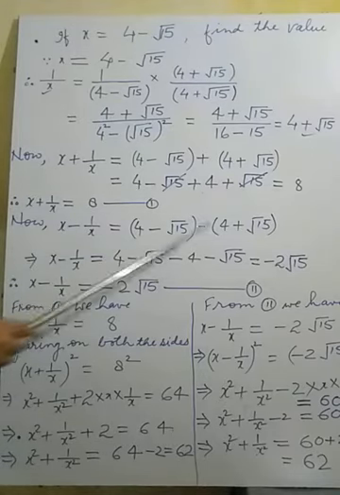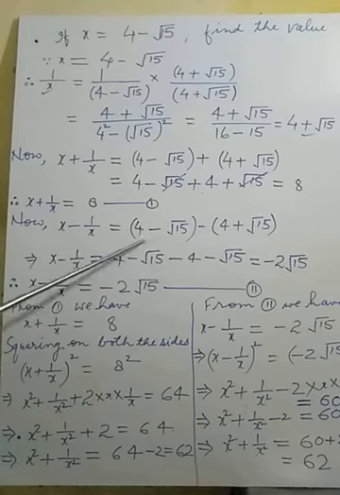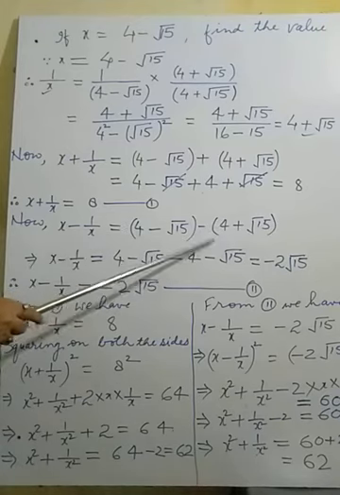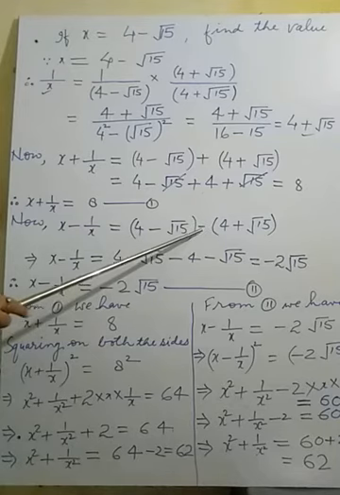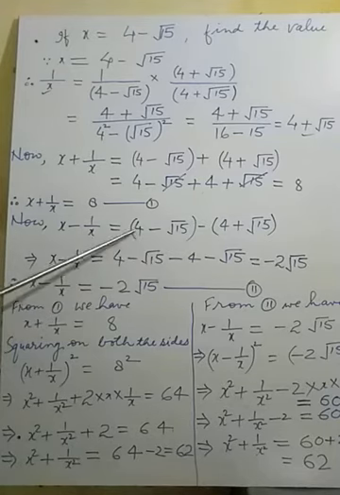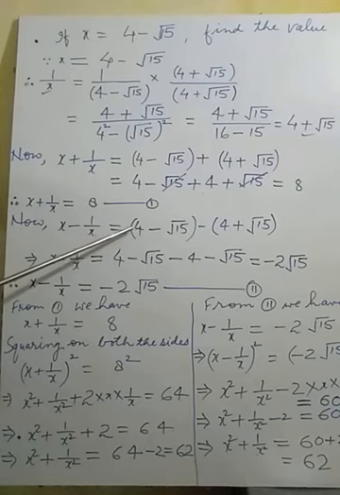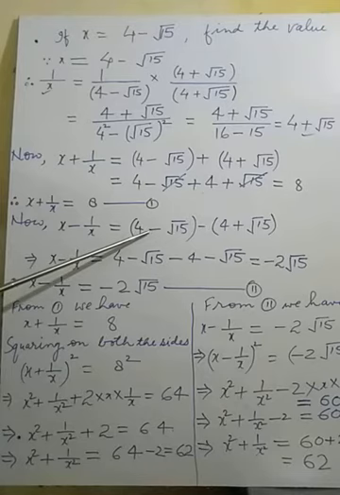We have to break the bracket. Before the first bracket, there is a positive sign. Before the second bracket, it is a negative sign. What will happen? If a positive sign is before the bracket, there will not be any change in sign inside the bracket. This will be plus and this will be minus. No change will be there.